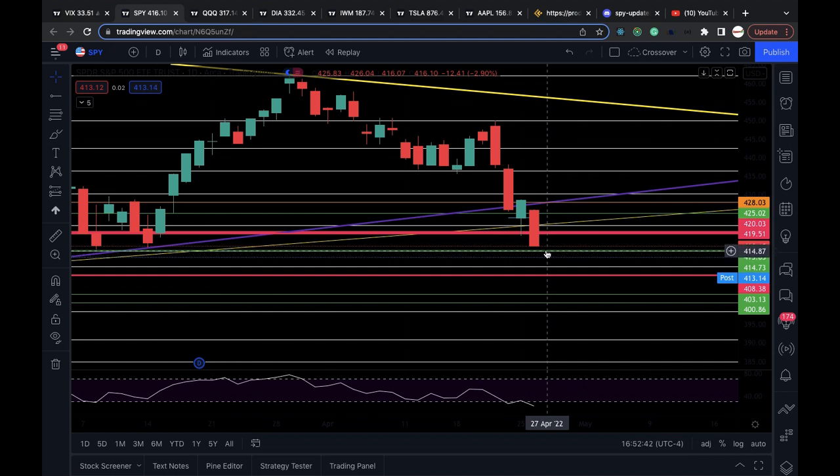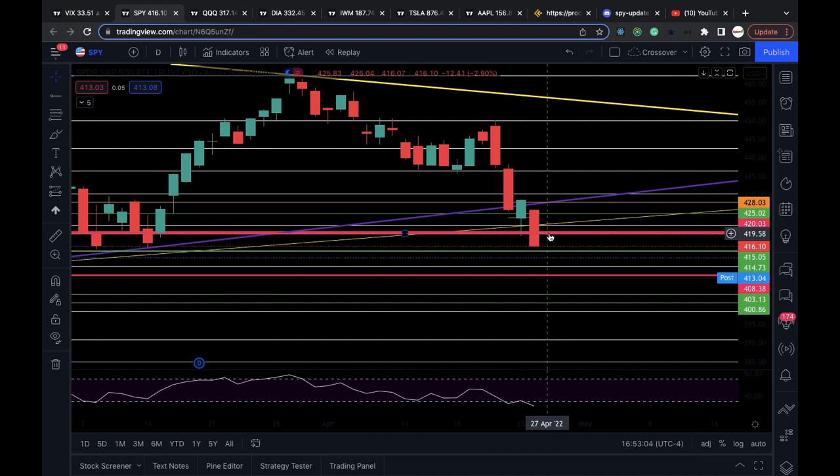If it opens above it, that's the first support. You want to see a reaction from there, and if it can bounce and clear a resistance, the first resistance will be 419.5, okay? If it can bounce from there and clear a resistance, then maybe I would be a little more bullish, okay? So stay bearish on the SPY unless it clears a resistance, all right?